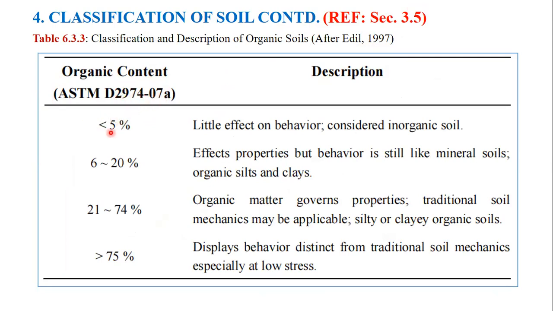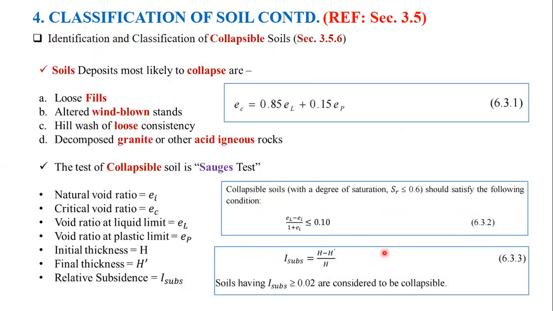Less than 5% has little effect on behavior; consider it organic soil. 6 to 20% affects properties, but behavior is still like mineral soils, organic silts and clays. 21 to 74%, organic matter governs properties; traditional soil mechanics may be applicable, silty or clayey organic soil. Greater than 75% displays behavior distinct from traditional soil mechanics, especially at low stress.